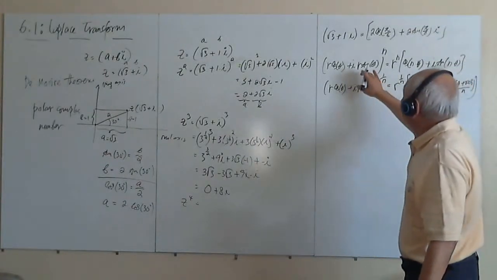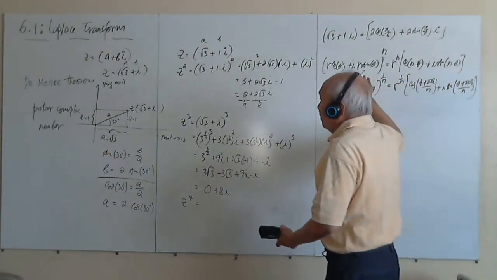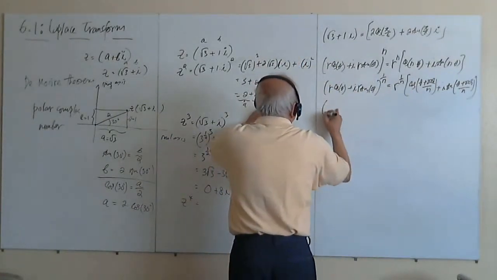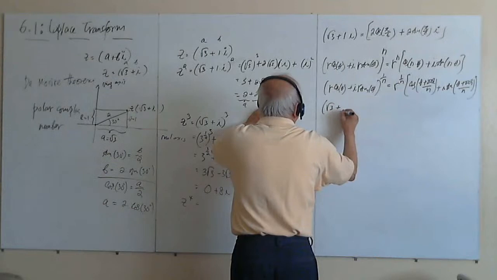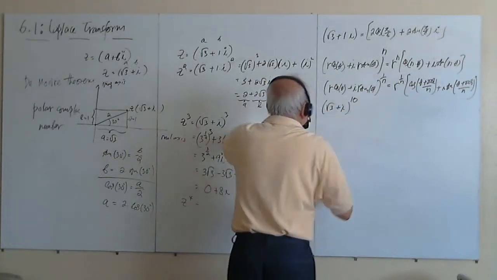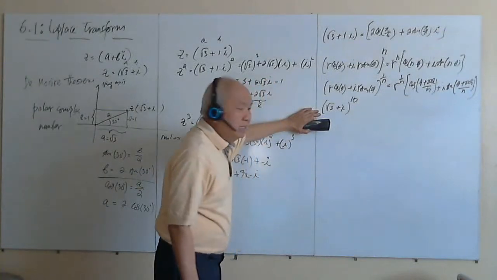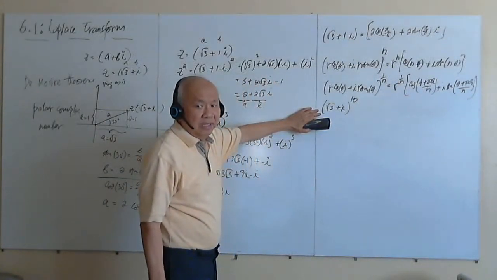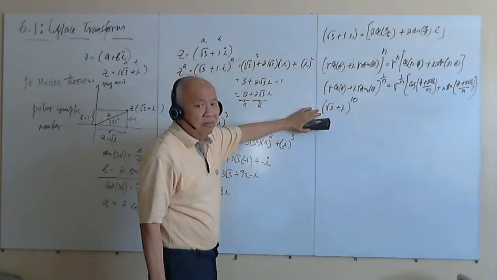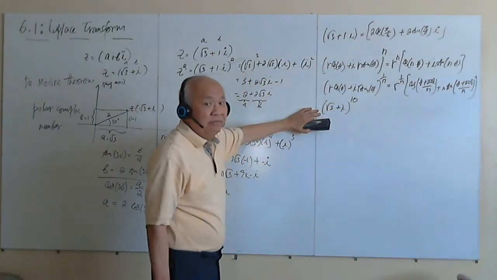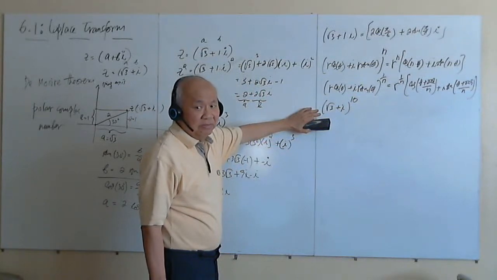Now, let's talk about solving square root of 3 plus i raised to the power of 10. Remember, using the traditional method, this is impossible. Maybe you would have to take the whole day to solve it. But using the De Moivre theorem, I can finish it in about 5 minutes, believe it or not.